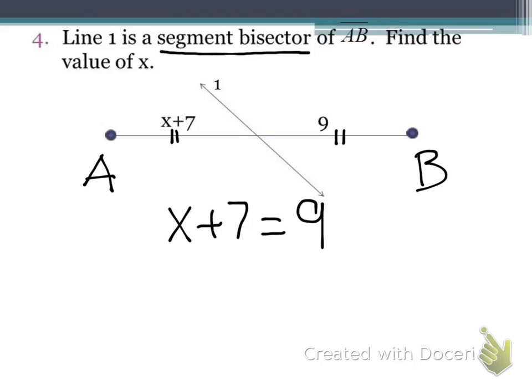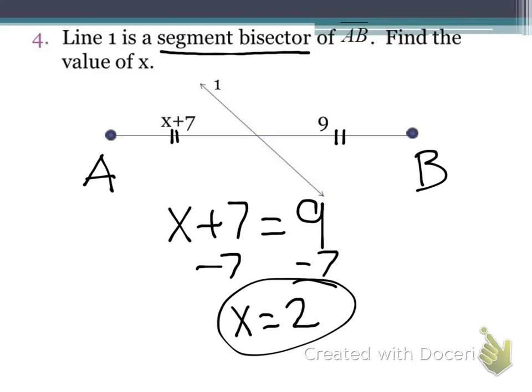And then you solve it. So how do I figure out what x is? Subtract 7. Good. So my actual answer here is that x equals 2. And again, if you put a 2 right here, 2 plus 7 is 9. You get that the 2 segments are both 9, so they are definitely congruent and it makes sense. What are your questions?